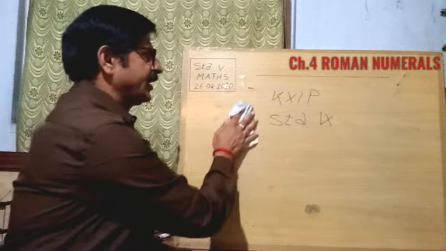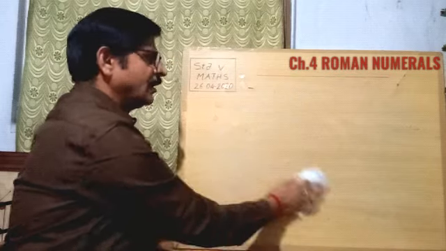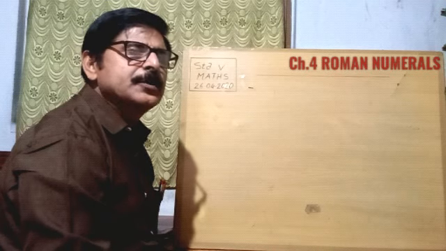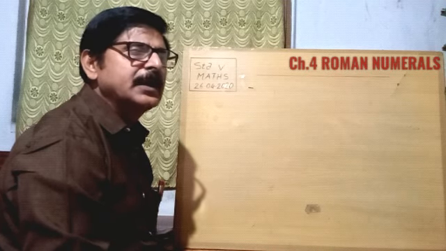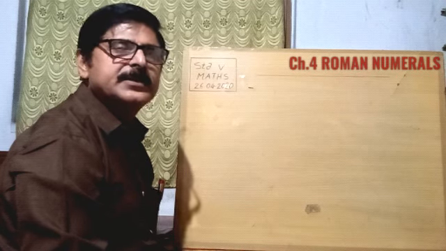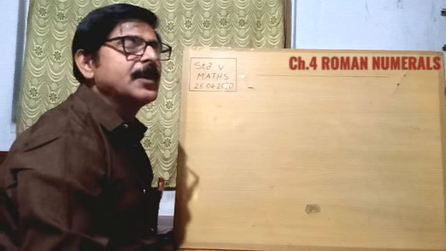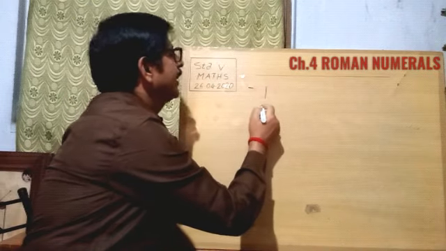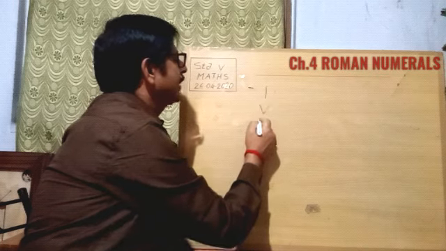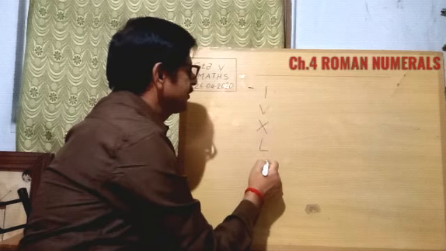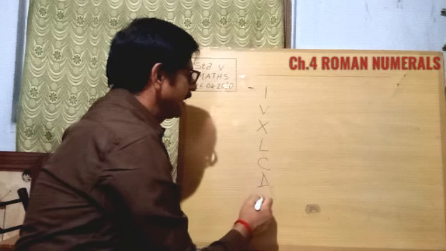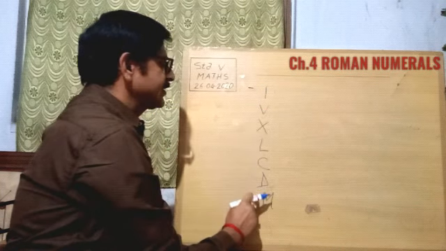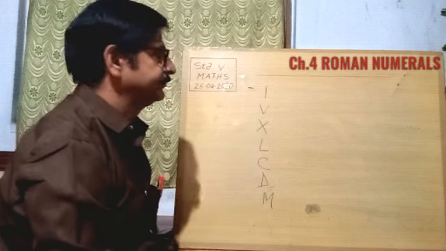Here you may recall one thing: in the Indian number system or in the international number system we use 10 symbols: 0, 1, 2, 3, 4, 5, 6, 7, 8 and 9. Whereas in the Roman system we have only I, V, X, L, C, D and M. That is 1, 2, 3, 4, 5, 6, 7. Only 7 symbols we have.